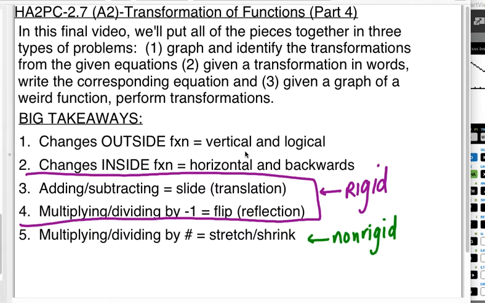All right, this is Honors Algebra 2 Pre-Calculus. We're doing section 2.7 in Algebra 2, which is transformation of functions, and this is our part 4 video.